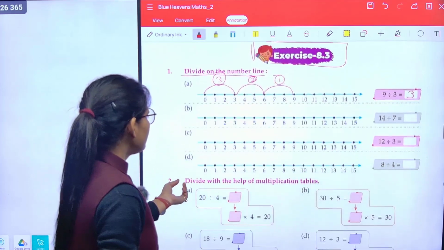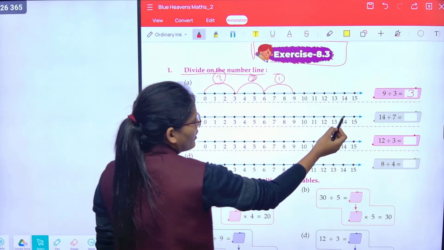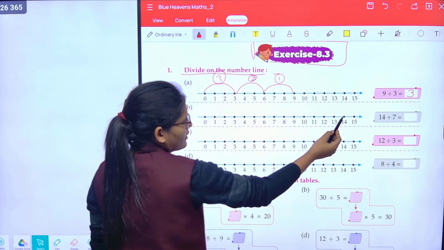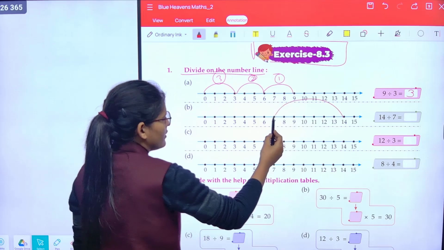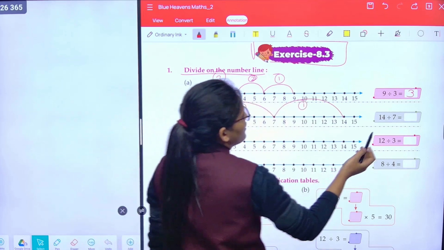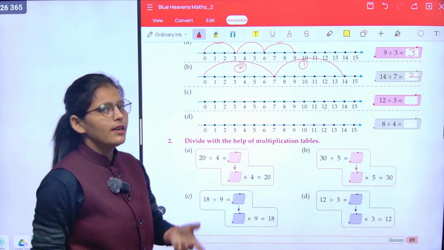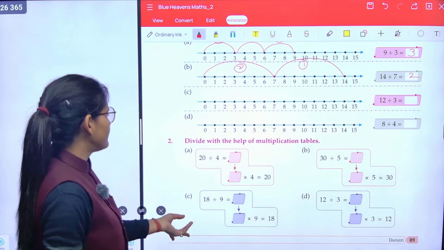Again 14 divided by 7. Now where is 14? Now 14 divided by 7. So 7, 1 2. So how many steps? 1 2. So 7 2s are 14. Understand? Class, rest of the parts do yourself.